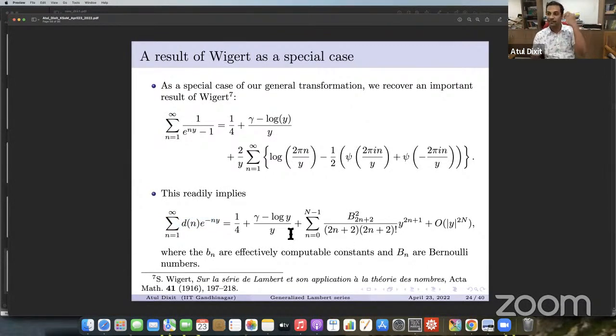However, this is a trivial consequence of the result in here, wherein you not only recover this formula, you actually get it, like if you put an asymptotic sign in here, you can get an exact, complete asymptotic expansion as y tends to 0, trivially from here. That's why I say this is an important result of Wigert.